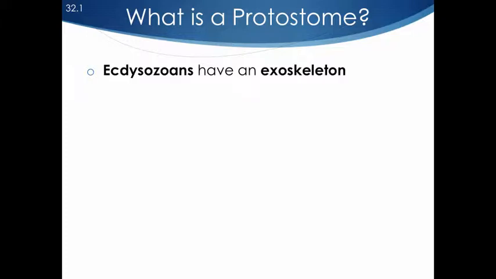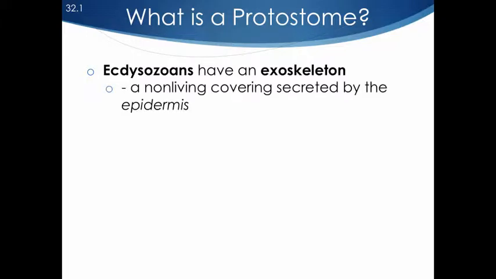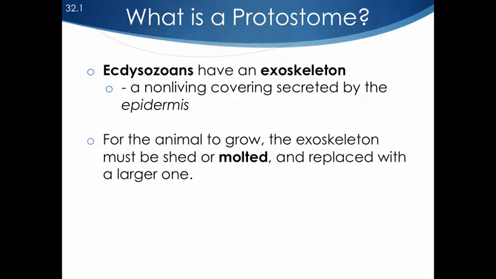Ascidozoans have an exoskeleton, and this is a non-living covering secreted by the epidermis. For the animal to grow, the exoskeleton must be shed or molted and replaced with a larger one. We had briefly talked about this in class a couple times.